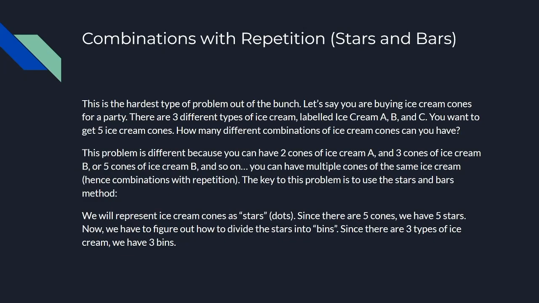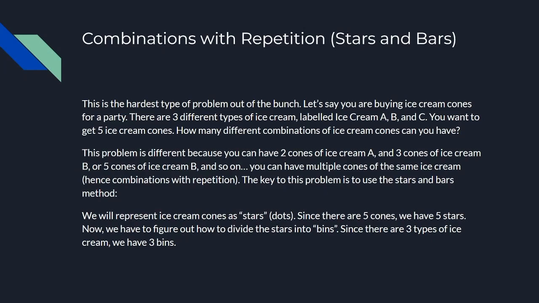This problem is slightly different from the things that we've done before, because we can have 2 cones of ice cream A and 3 cones of ice cream B, or 5 cones of ice cream B, and so on. You can have multiple cones of the same ice cream, which is why, if you try to apply what we've already learned to this problem, you're going to run into some problems.